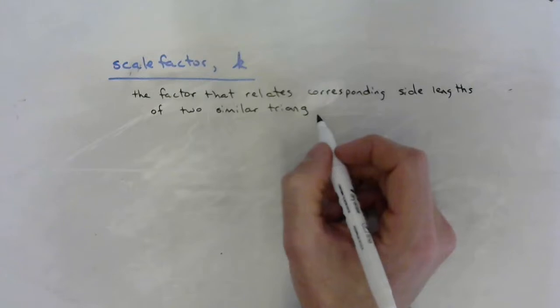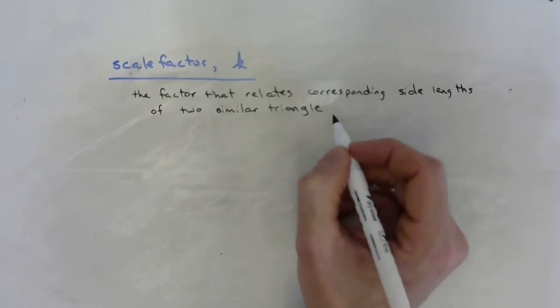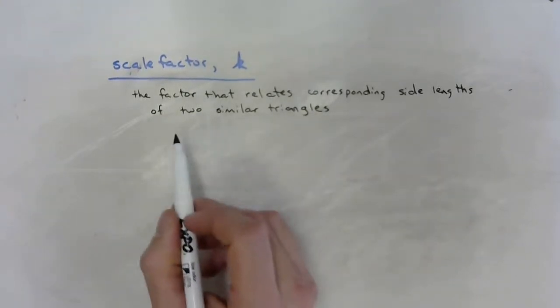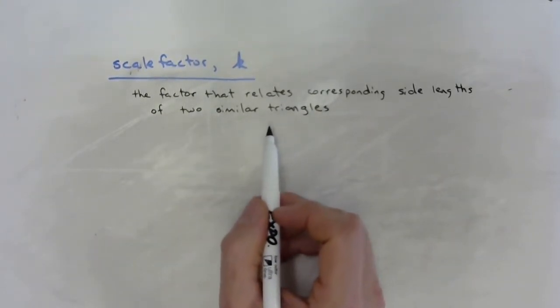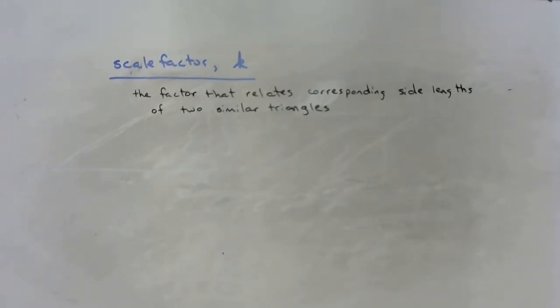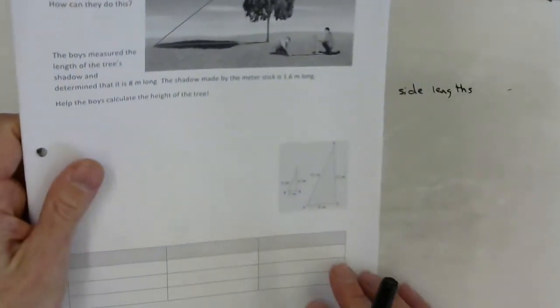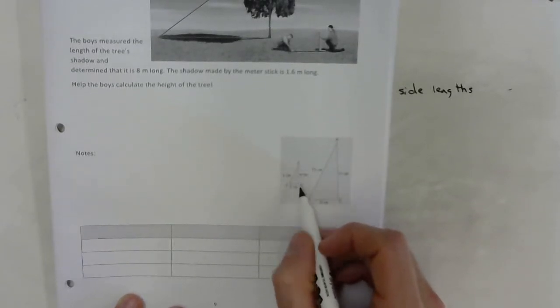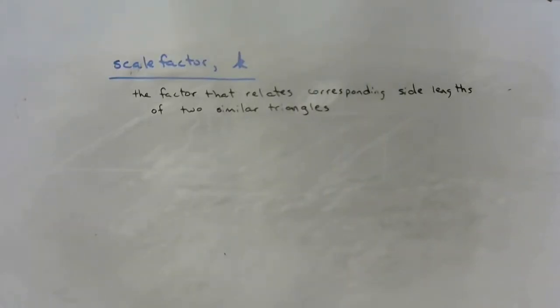The scale factor, or sometimes we'll say scalar factor, is the factor that relates corresponding side lengths of two similar triangles. You have a little bit of a diagram down below. You have triangle ABC and triangle PQR. And there is a scalar factor that allows us to go from the side length in the smaller triangle to its corresponding side length in the bigger triangle. Do you know what that scalar factor is? 3. It's going to be 3, okay?